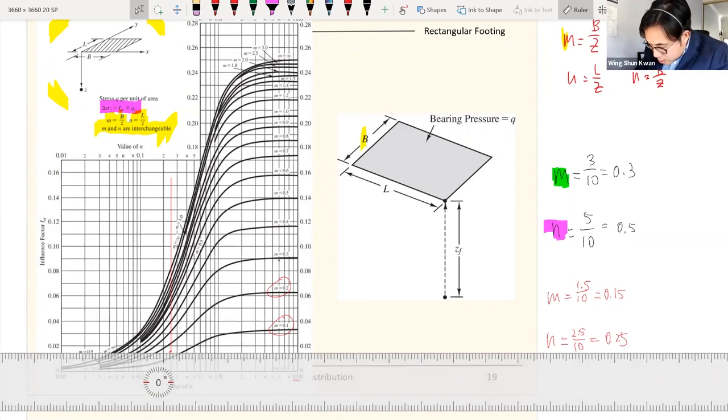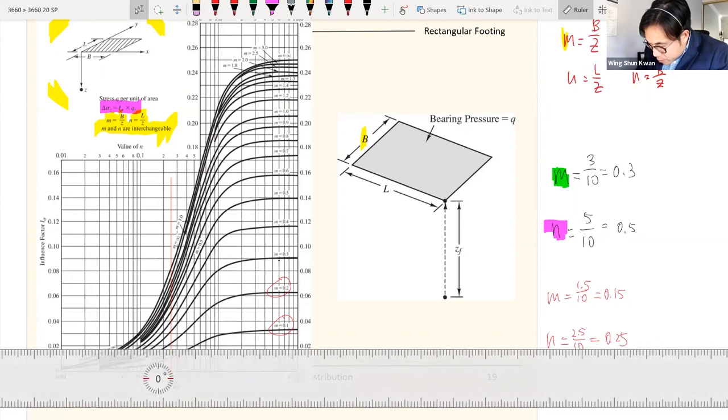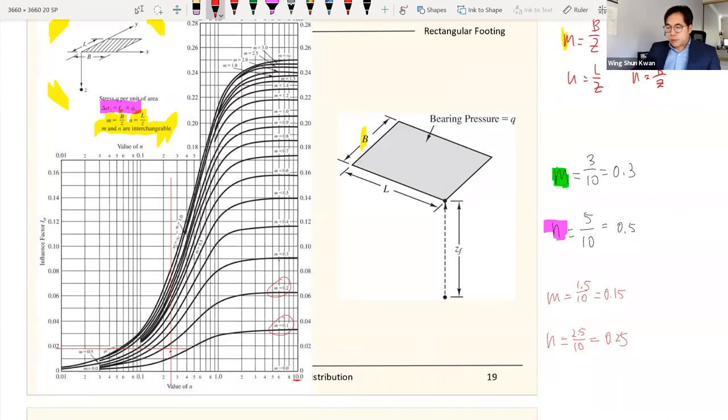Let's try our best. It's very hard to move. So let's say here, it's not very accurate, but I have a hard time moving my ruler. So it'll be about 0.17.